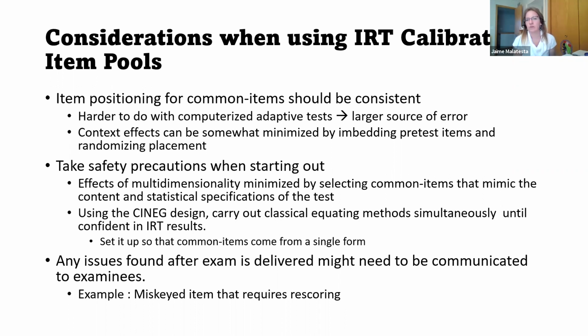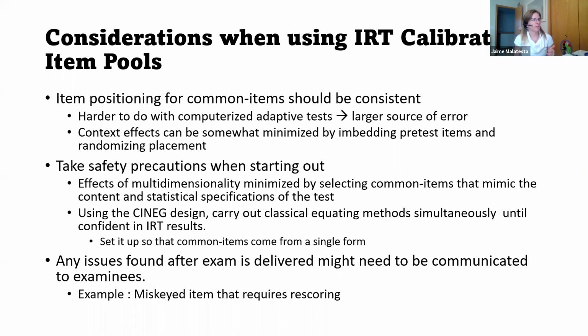Also, when you're starting out with building an item pool, and you want to use this approach of equating back to an IRT item pool, you need to think about multidimensionality and how it can pose greater risks in this context. You now have items coming from multiple different forms, potentially dozens, hundreds of forms, and now they're being put together on a new form. And so sources of multidimensionality might creep in a little bit more than in a traditional linear testing situation.